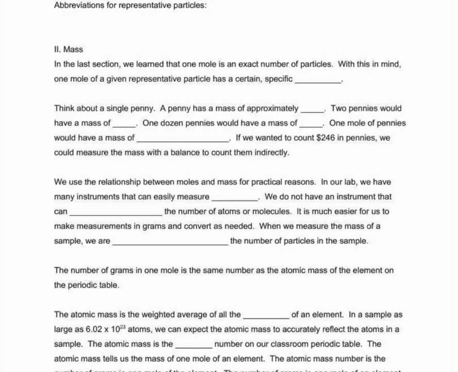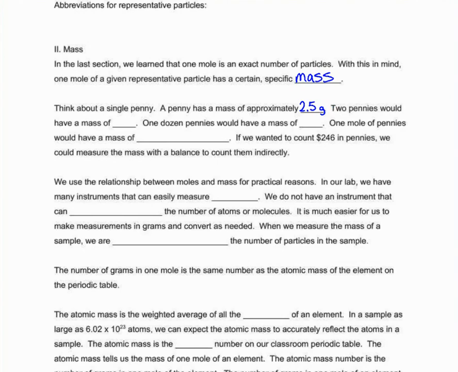Okay, so in the last section, we learned that 1 mole corresponds to an exact number of particles. So with this in mind, 1 mole of a given representative particle will also have a certain specific mass. So think about it like this. You have a single penny. If you put it on a balance in the lab, it has a mass of approximately 2.5 grams.